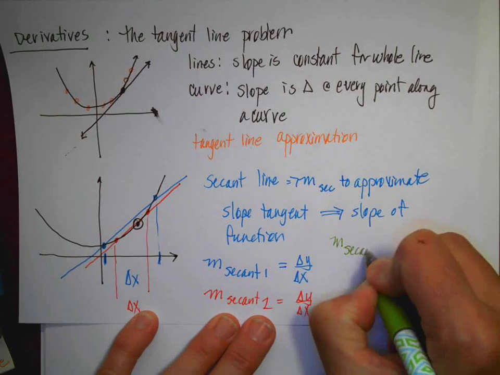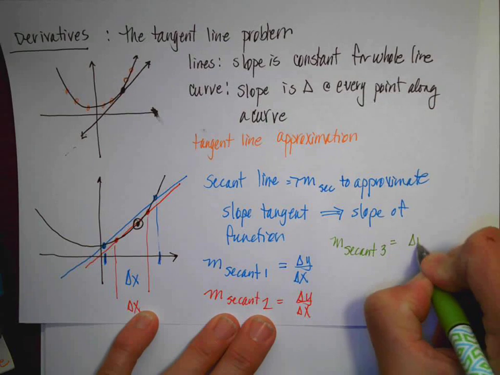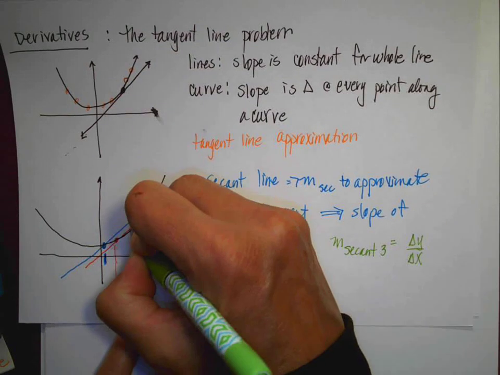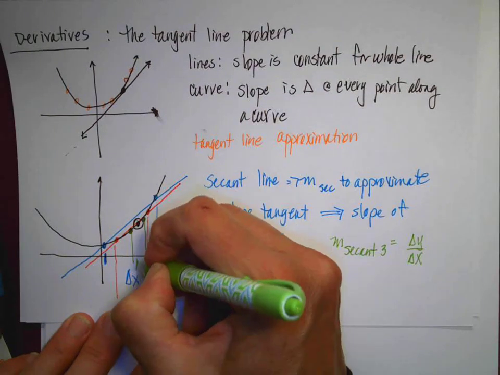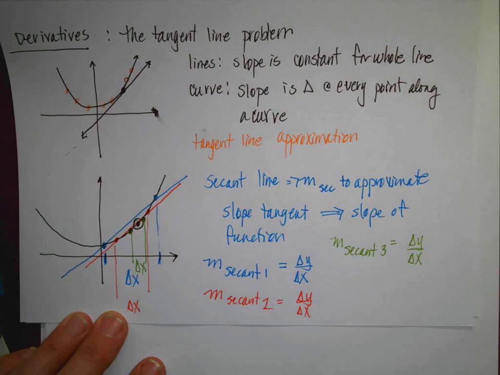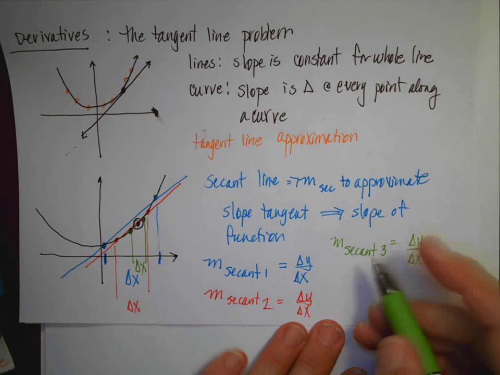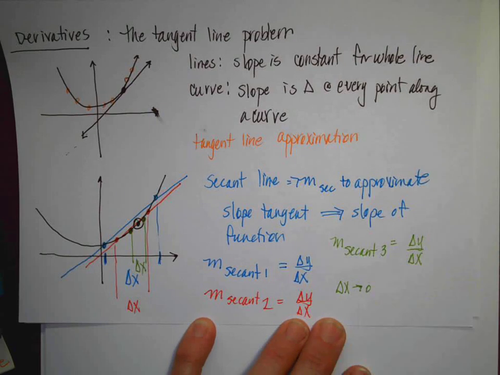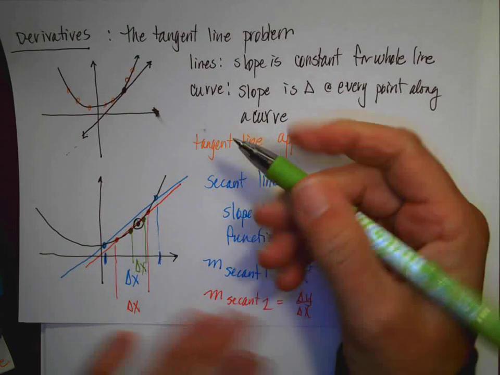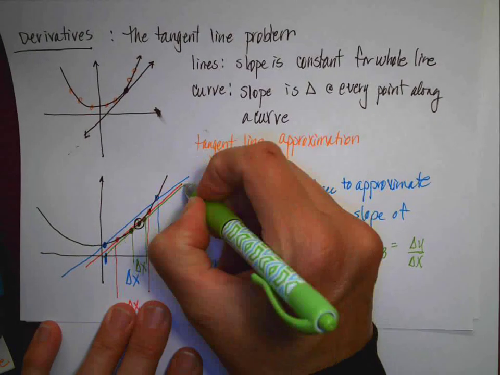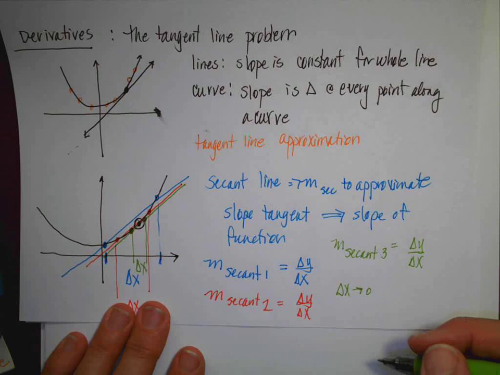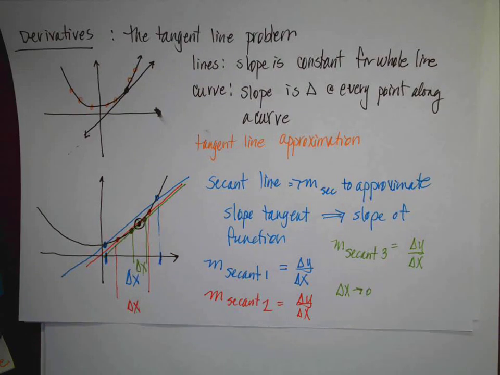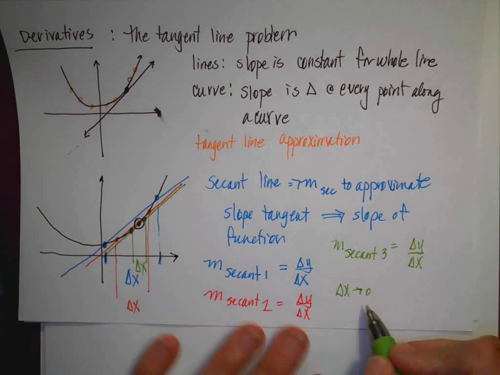Well, what if I take the slope of a third secant? It's still going to be delta y over delta x, but what if I make that delta x really, really close? So this would now be my delta x. Well, what we find out with calculus is as delta x goes to 0, the slope of the secant line is going to be almost exactly the same as the slope of the real tangent line, which is going to approximate the slope of the curve at that given point.